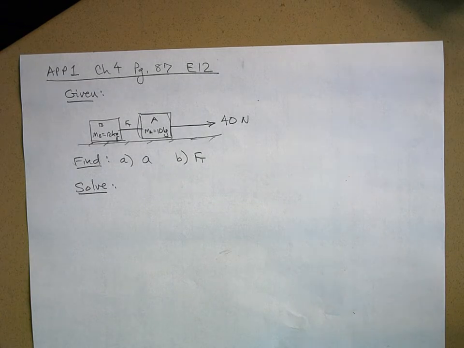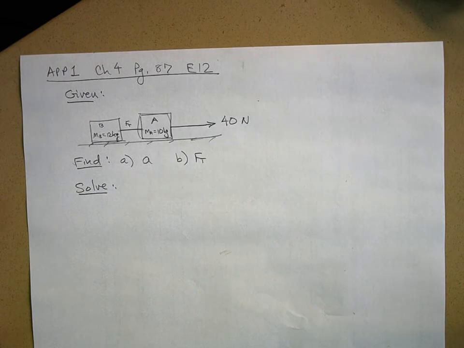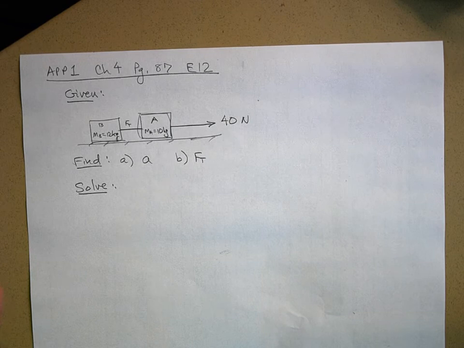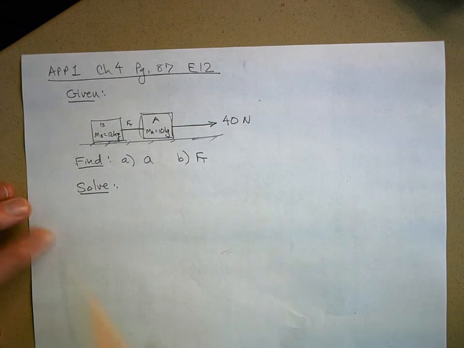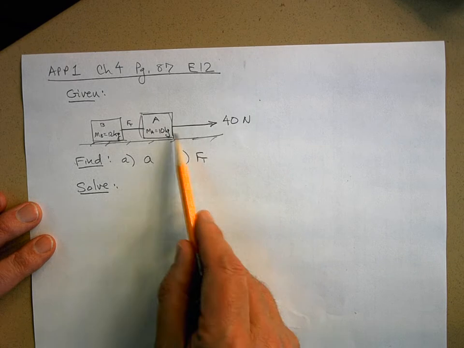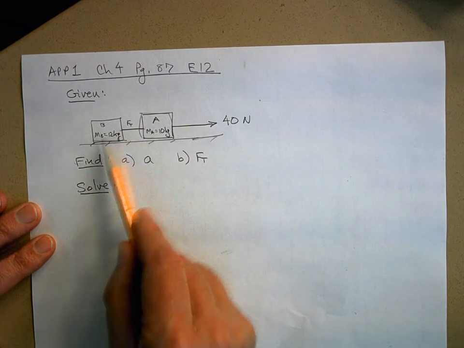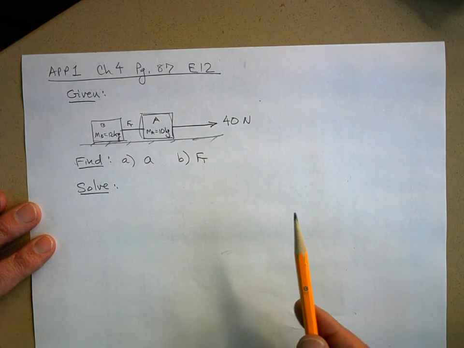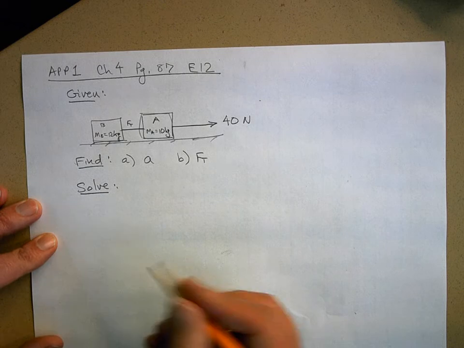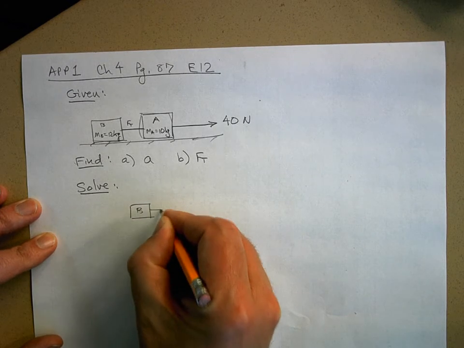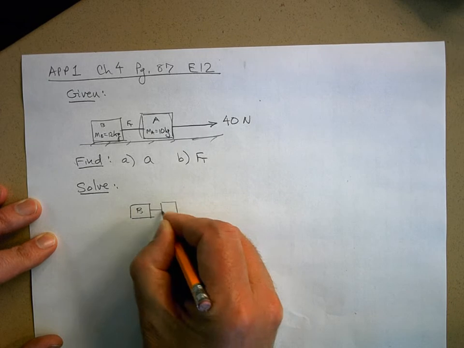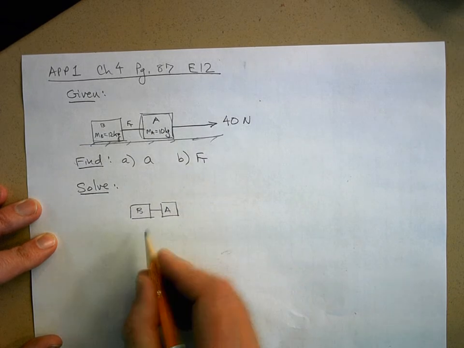Now, step 2 is to draw the free body diagram. Well, now this one's a little tricky because I've got a choice. I could draw the free body diagram of B or A and B together. Now, because they are connected and I just want the overall acceleration, I'm going to draw the free body diagram like this. There's my free body.